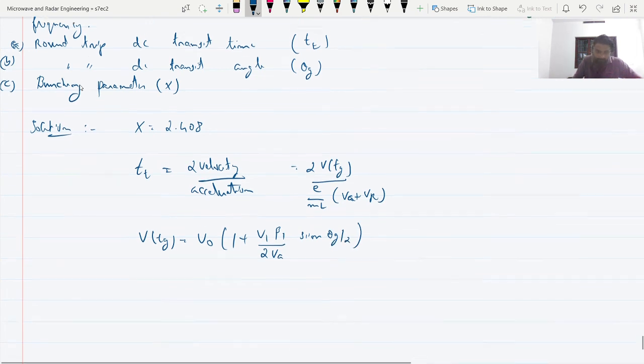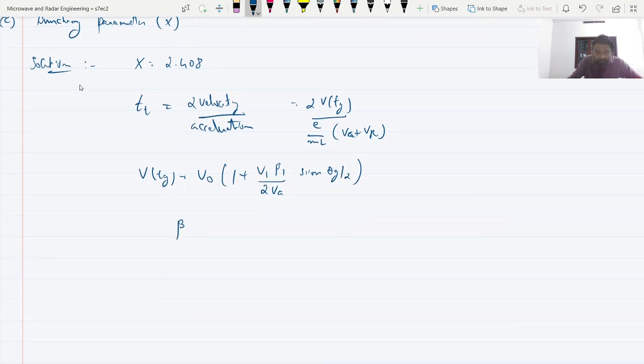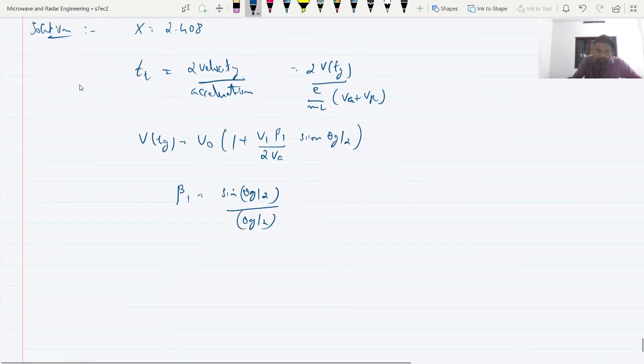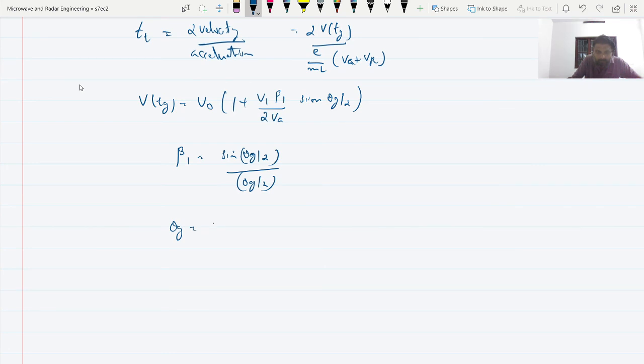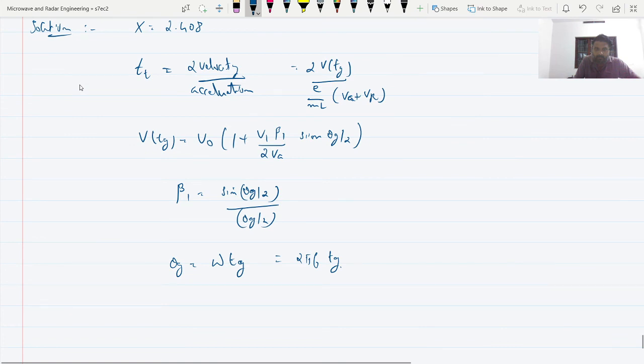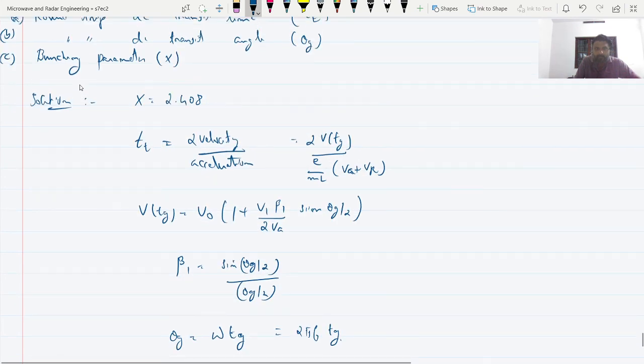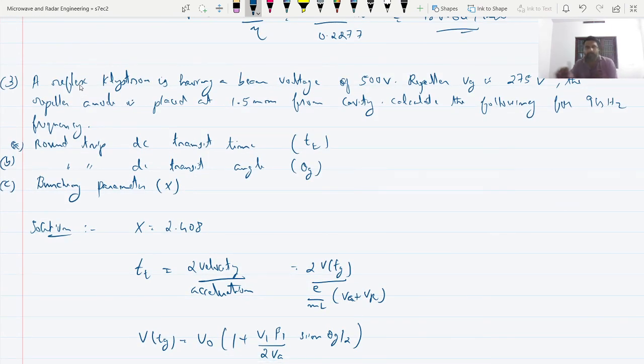Okay, beta 1 is nothing but sin theta G by 2 divided by theta G by 2. Theta G is nothing but omega into Tg. Okay, omega is nothing but 2 pi f into Tg. So from this equation you can calculate all the equations given.